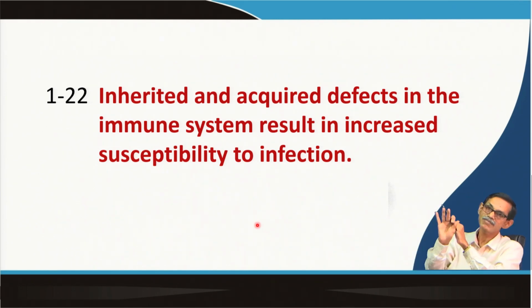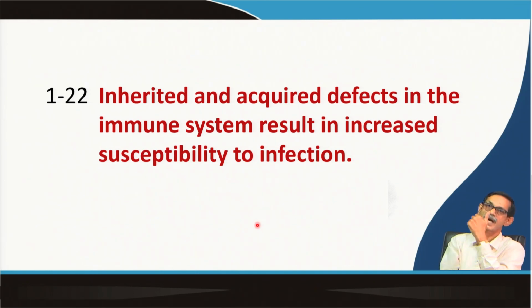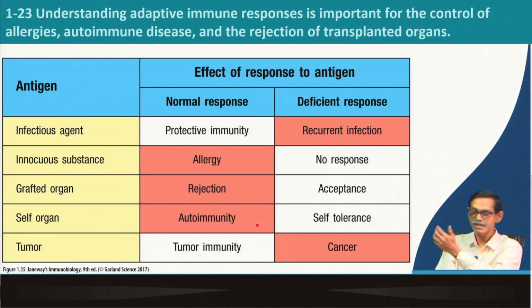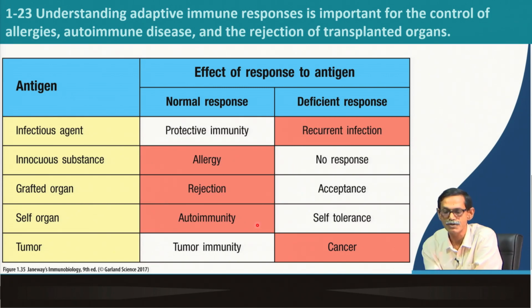So, these are the effector functions. Whatever I told, that is how we are protected, but if there is any mistake in that, either we can acquire a defect in the immune system in our lifetime, or immune system defects can be inherited, okay, and which cause several problems. What are these problems? So, okay, for an infectious agent, virus or bacteria, if there is a normal response, it is protective immunity, we normally do not see the disease, but if it is deficient in some way, there are many ways it can happen.